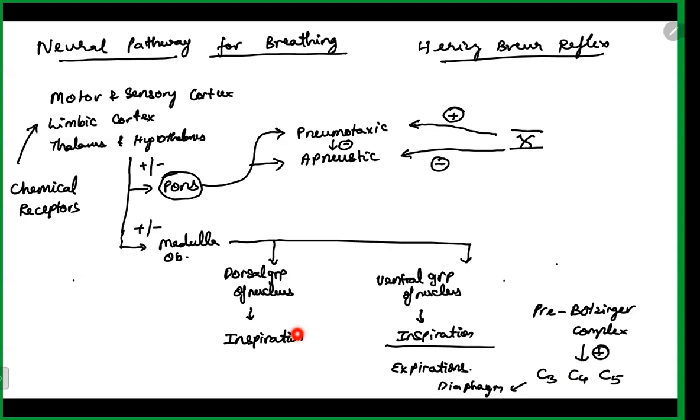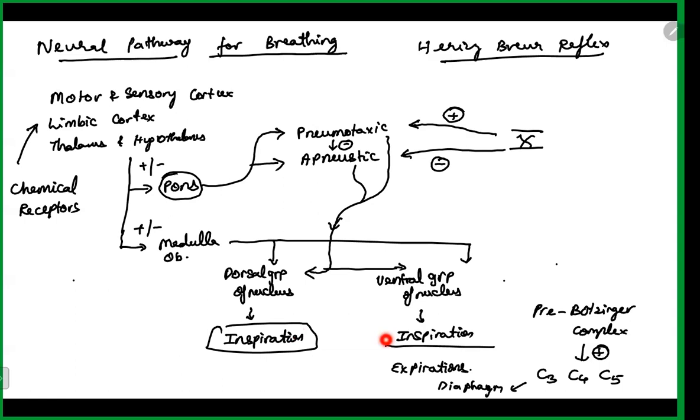What happens if the medulla oblongata is stimulated? It is going to stimulate inspiration and expiration through the dorsal group and ventral group of nucleus. Directly it can stimulate, or else it can go to the pneumotaxic center. The pneumotaxic center and apneustic center are going to have a connection with the dorsal group of nucleus and ventral group of nucleus. Either it can stimulate or it can inhibit.